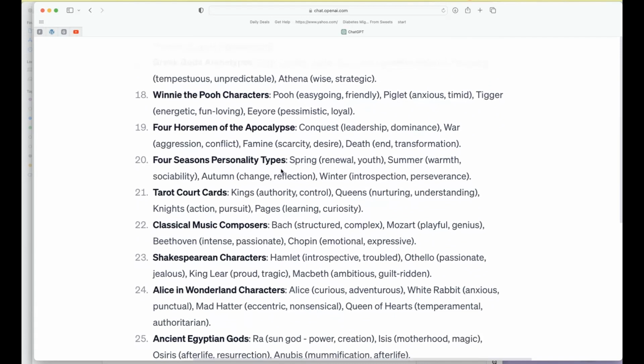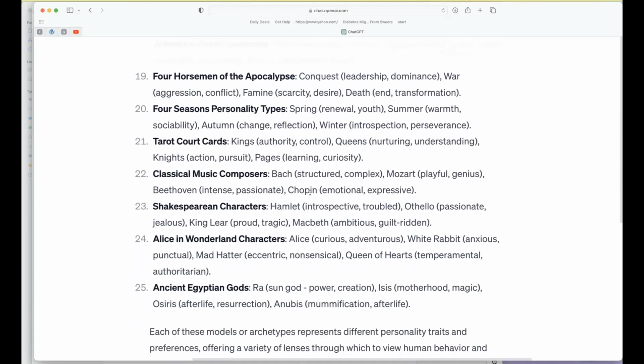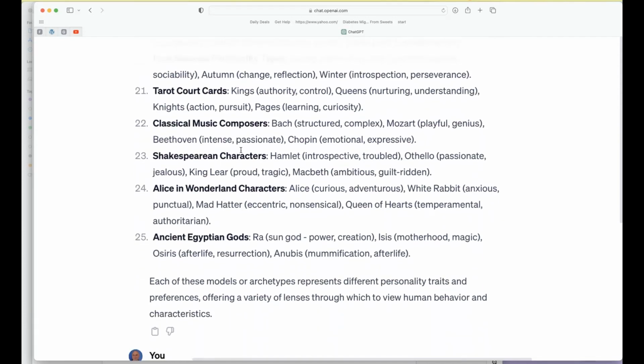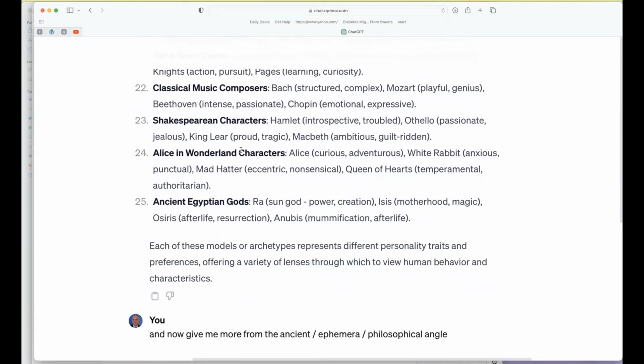Four seasons. This one I have seen before: spring, summer, autumn, and winter. Tarot cards. Those are not what I know. Oh, the king courts. Yeah, I know tarot cards by different suits, so where's cups and wands and all that. Classical music composers, Shakespearean characters, Alice in Wonderland characters, and ancient Egyptian gods. Interesting, isn't it?